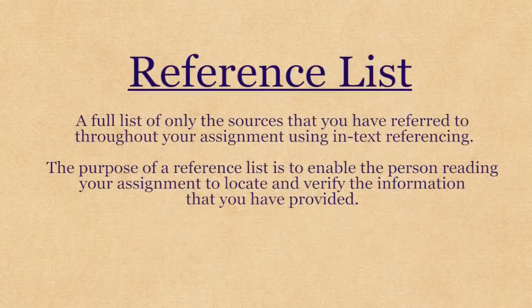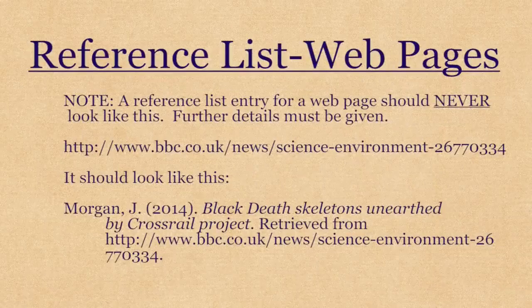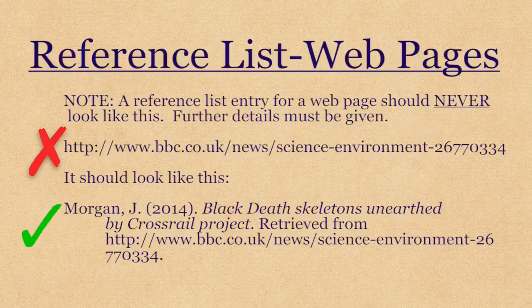Most of the time you will be required to create a reference list. This is a full list of only the sources that you have referred to throughout your assignment using in-text referencing. The purpose of a reference list is to enable the person reading your assignment to locate and verify the information that you have provided. When including web pages in your reference list, please note that the URL alone is never enough information for your reader to find your sources, as URLs can change over time. Providing the author, date, and title of the web page in your reference list means that the reader has a greater chance of finding the information even if the URL no longer works.